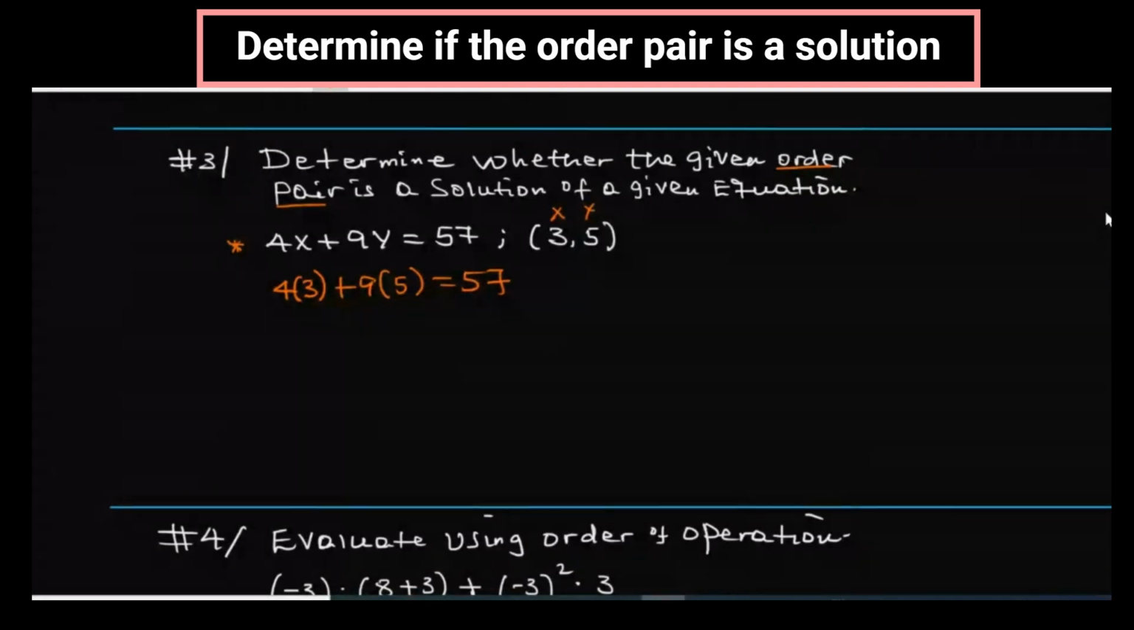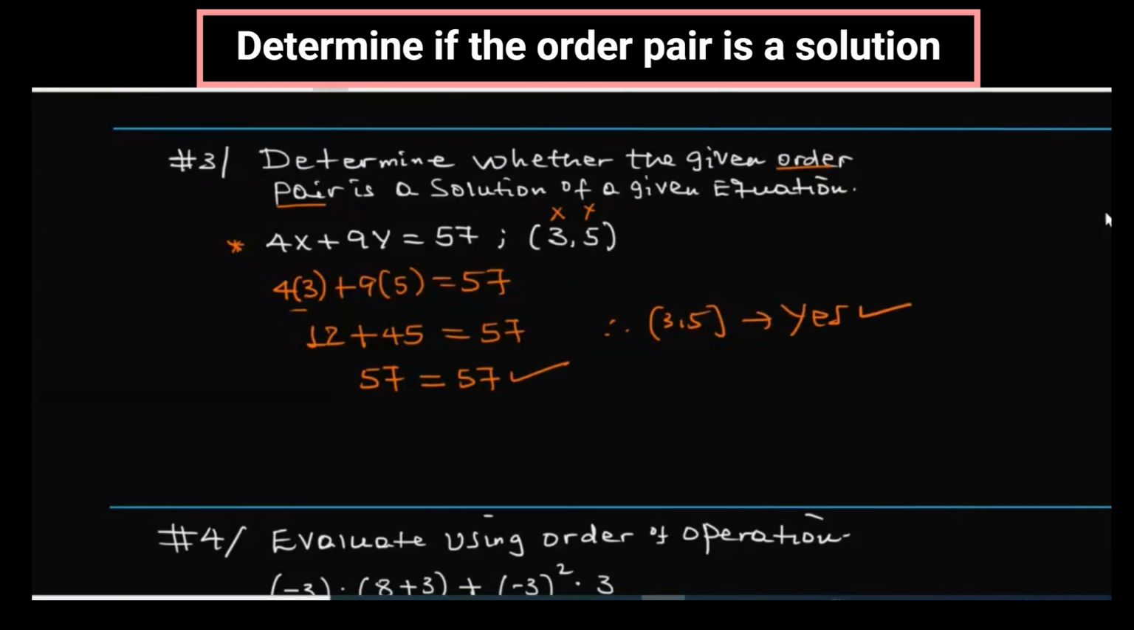Let me check if this gives me 57. 4 times the first one, 4 times 3, is definitely 12, plus 9 times 5. 9 times 5 is 45. So 12 plus 45 is 57. 57 is equal to 57. That's true. So in conclusion, the ordered pair 3 and 5 is a solution. Yes, the answer is yes, it is a solution. Let's proceed to the next problem, guys.